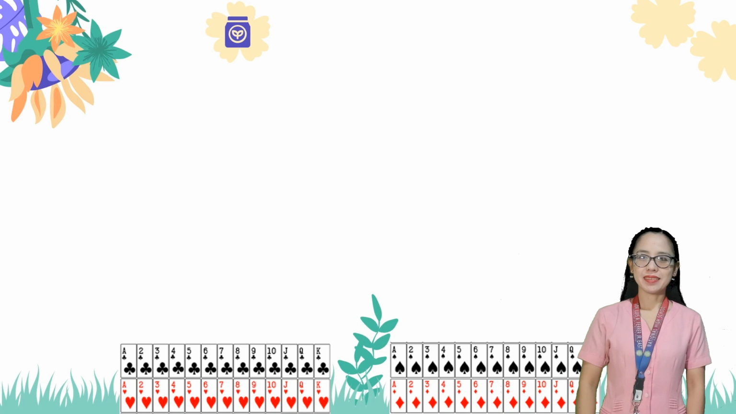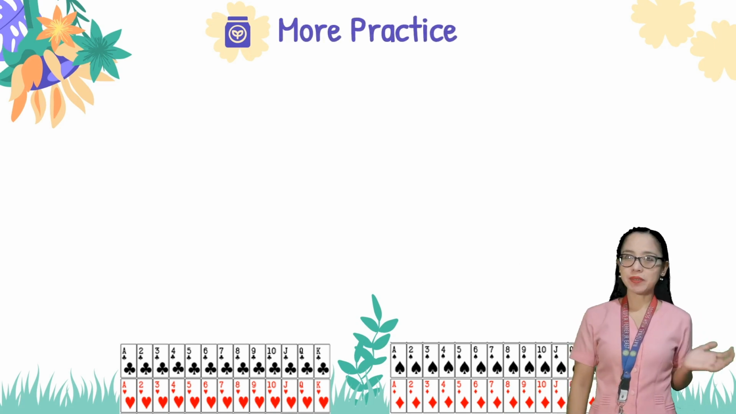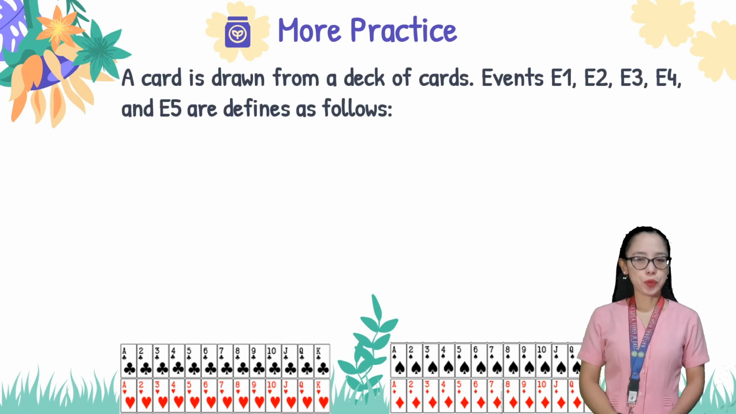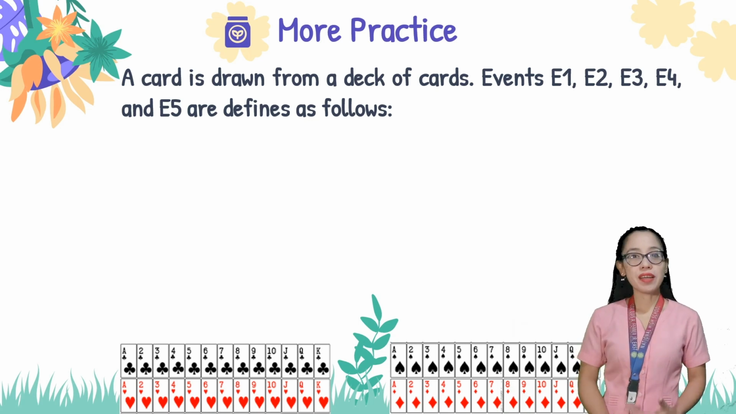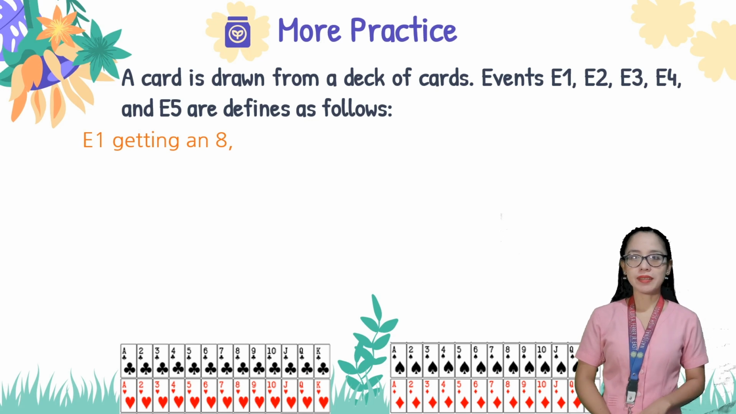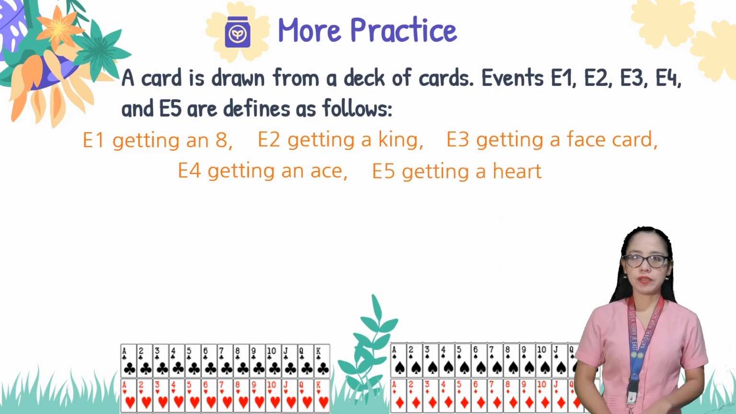We are ready. Let's answer this. Tell whether mutually exclusive event or not mutually exclusive event. A card is drawn from a deck of cards. Event 1, Event 2, Event 3, Event 4, and Event 5 are defined as follows. For event 1, getting an 8. For event 2, getting a king. For event 3, getting a face card. Event 4, getting an ace. And event 5, getting a heart.